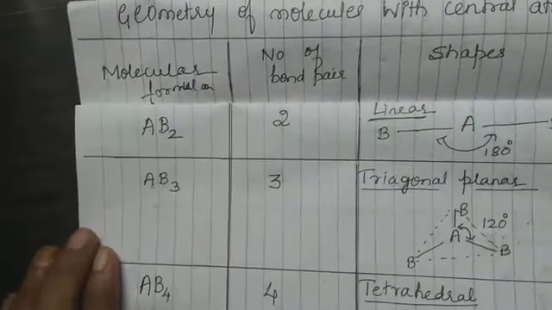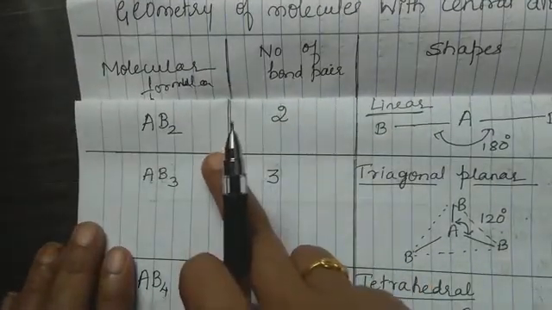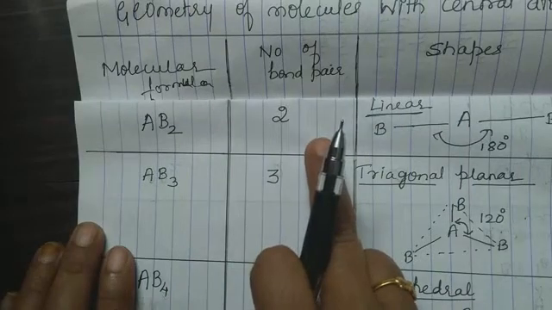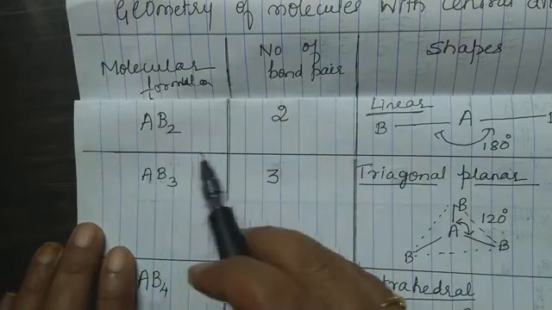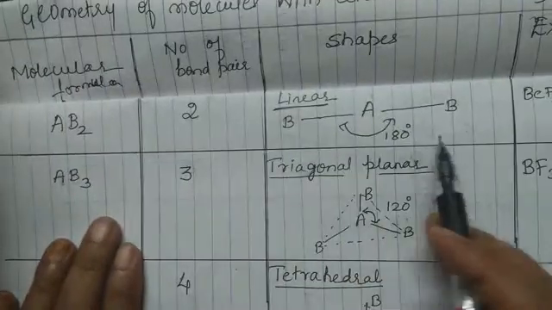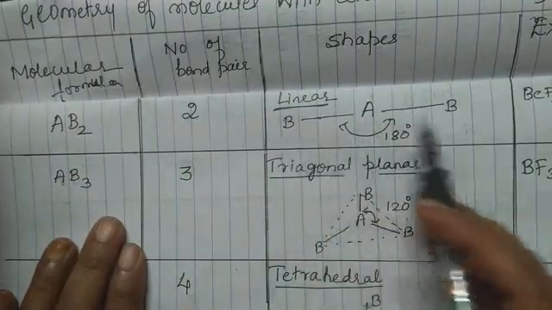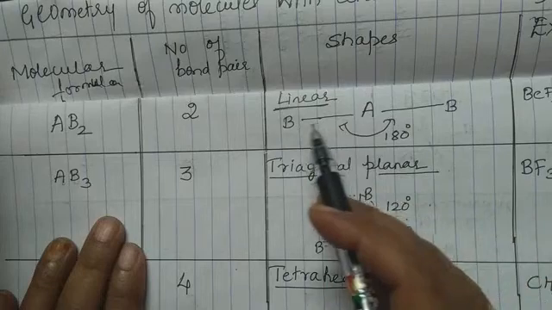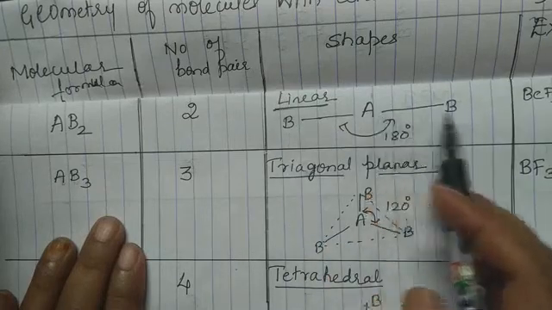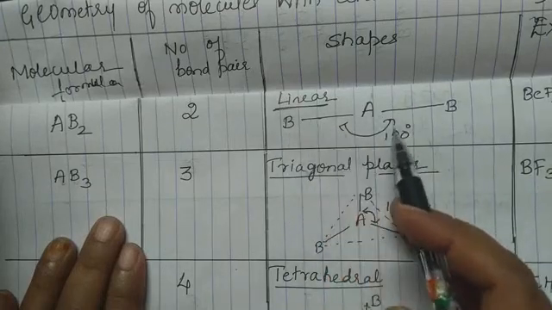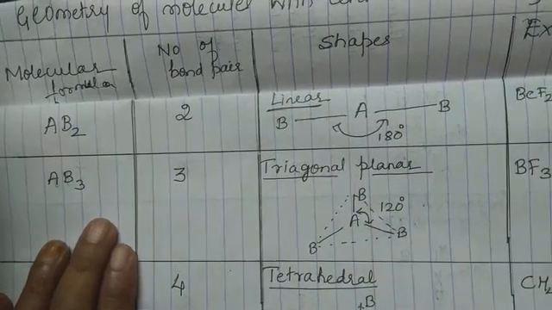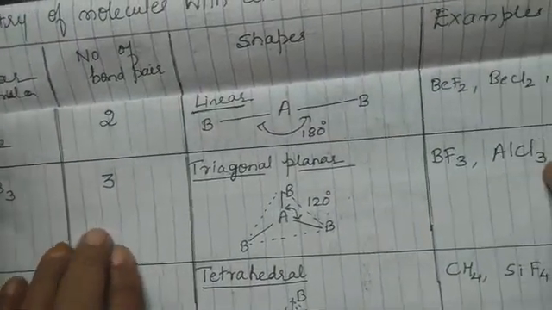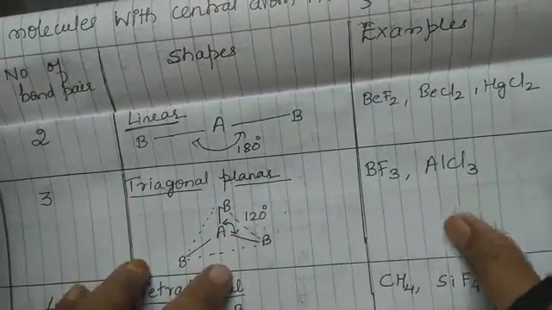Okay. So molecular formula AB2 having 2 bond pairs. There aren't any lone pairs. We are talking only about bond pairs. So I have a molecule of the type AB2 having 2 bond pairs. So this is A surrounded by 2 B atoms and they are having bond pairs. Right? So bond pair 1, bond pair 2. So bond angle will be 180 degrees and the shape of the molecule will be linear. Examples for these are BF2, BCl2 and HgCl2.